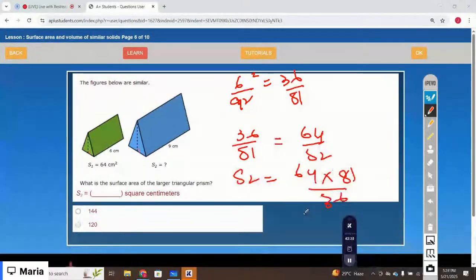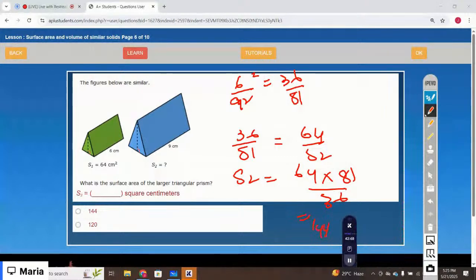So let me just do the calculations. That is 64 times 81 divided by 36. That is 144. Option number 1 is the correct option. That is 144.